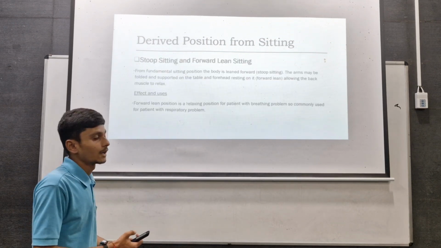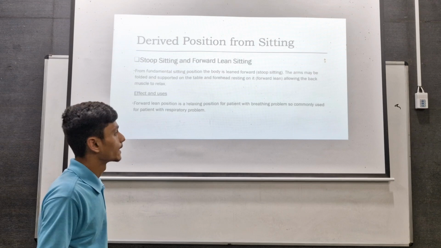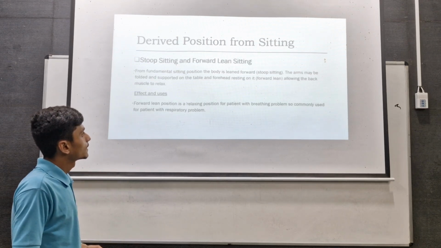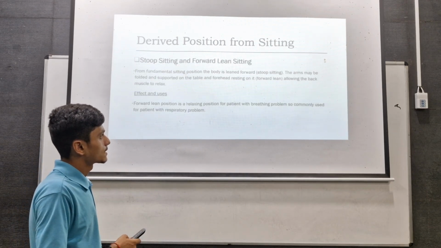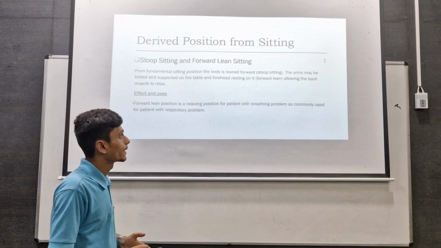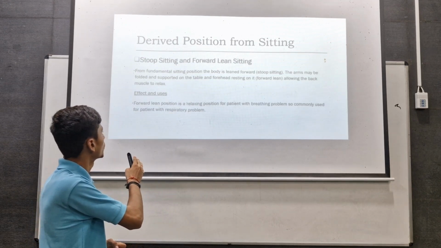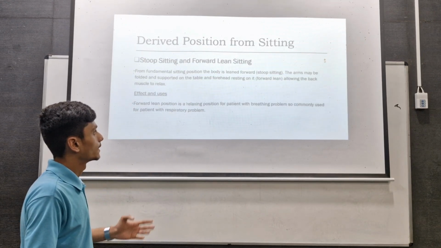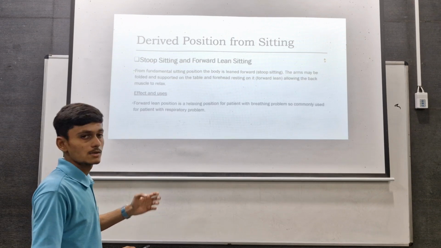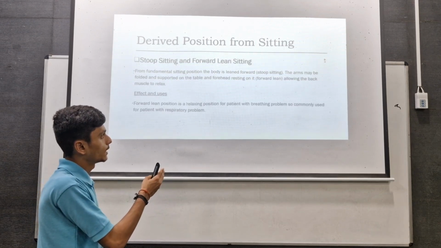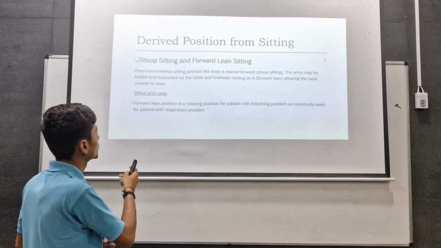Now stoop sitting and forward lean sitting. From the fundamental sitting position, the body is leaned forward, or stoop sitting. The arms may be folded and supported on the table and the forehead rested on them. Then forward lean occurs, allowing the back muscles to relax.